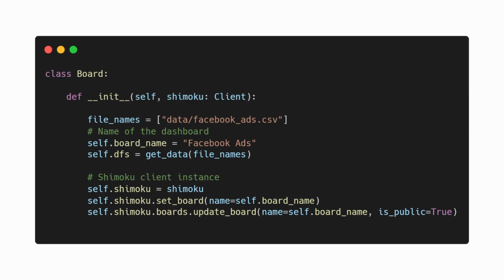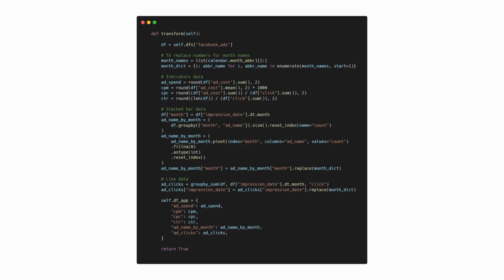This method serves as the constructor for the board class. It establishes properties such as the name of the board and initializes the dfs variable by loading the CSV data in data frame format. This method transforms the data in the dfs variable. It handles all necessary data transformations required for calculating key metrics before plotting them on the dashboard.